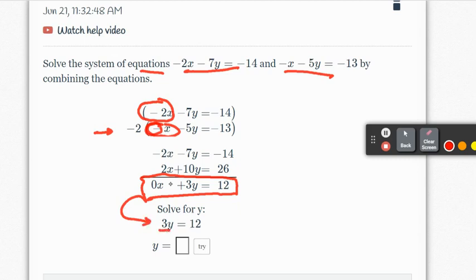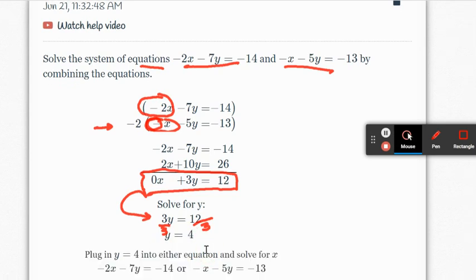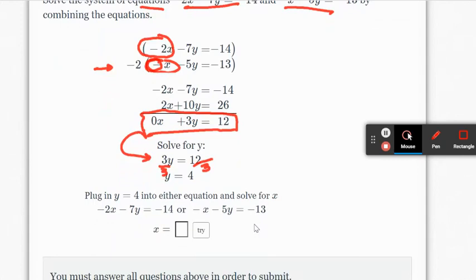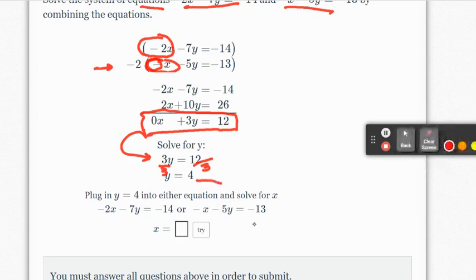So our job is to divide 3 from both sides. And 12 divided by 3 is 4. And so it's saying, go ahead and try that. Well, 4. So you click try. And then they actually give you the directions on what you would do next if you were following the whole elimination strategy.